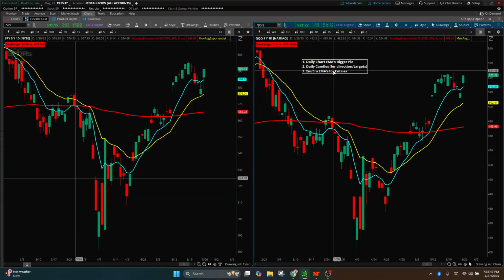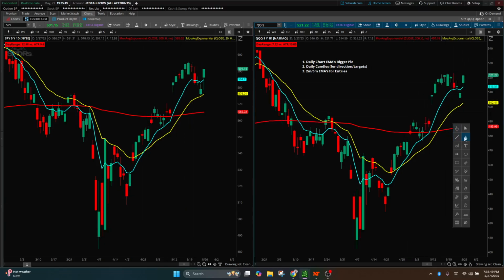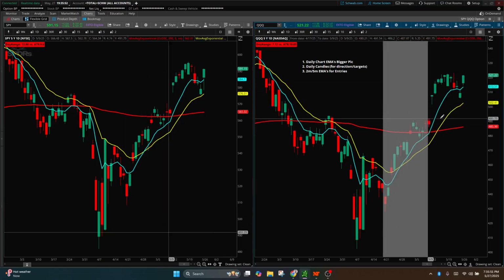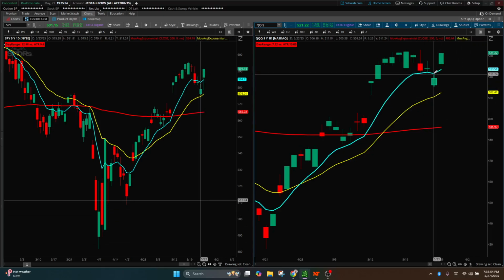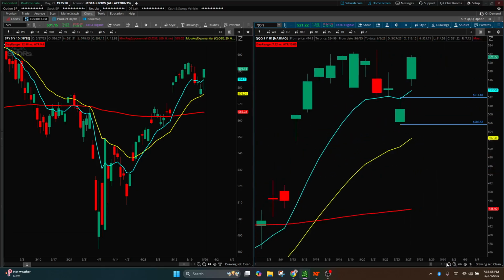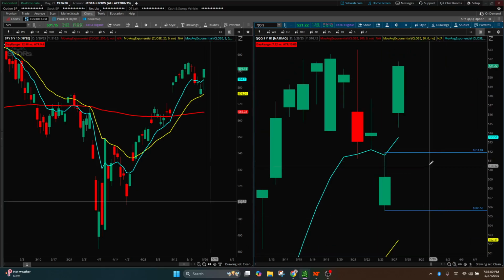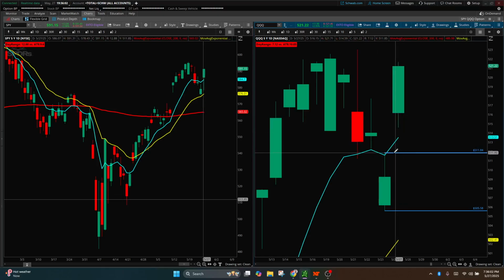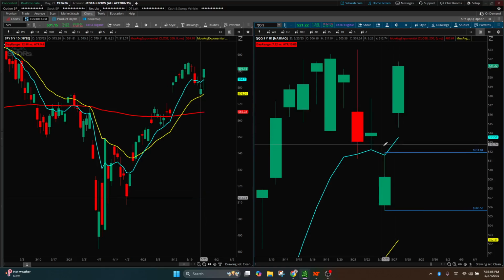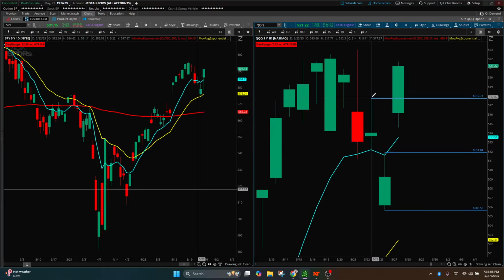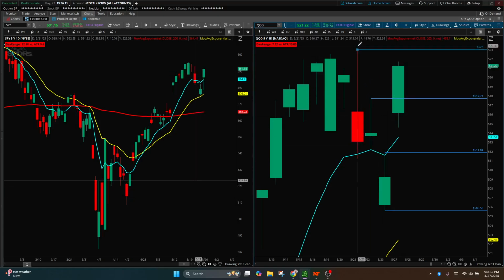It's a good idea to have that bigger picture in mind before you do anything on the day. Then what I'll do is take Friday's candle and mark the high and the low. Let me zoom in here. If you break above Friday's high, or if we are above it and we hold above it, I'm going to be targeting this candle's high and then this candle's high.